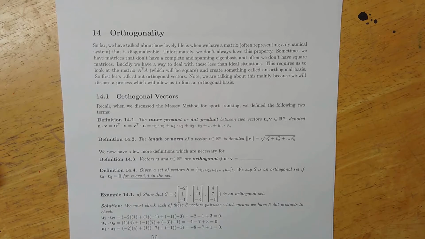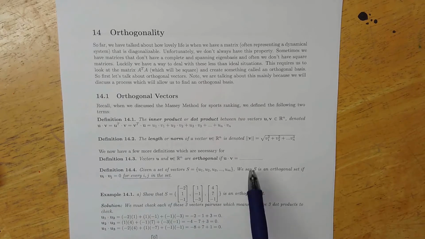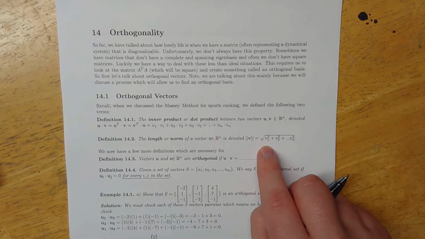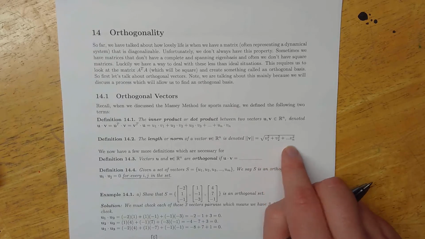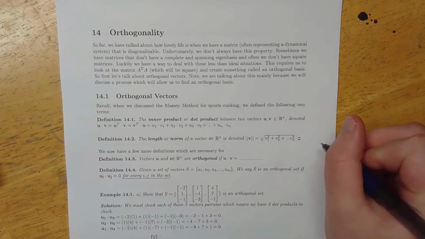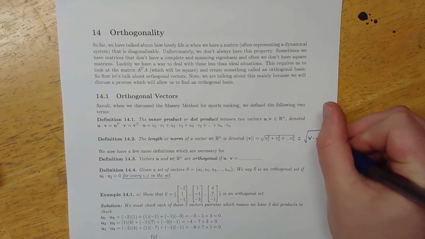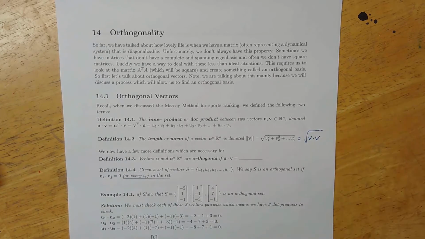The other concept we're going to need from before is the idea of the length or norm of a vector. The length of a vector is denoted as the square root of the sum of the squared entries of the vector. Another way to think about it would be the square root of the dot product of a vector with itself.